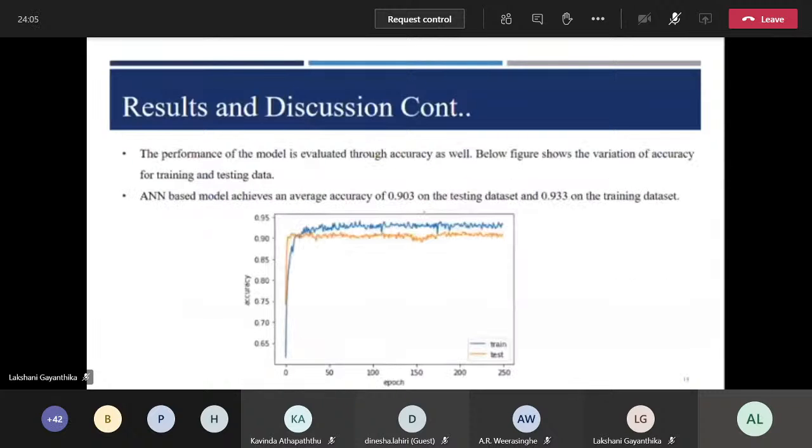The performance of the model is evaluated through accuracy as well. This figure shows the variation of accuracy for training and testing data. The final model achieves an average accuracy of 0.903 on the testing dataset and 0.933 on the training dataset. This figure exhibits that the test data curve is aligned with the training data curve, which means our model works well with new data.